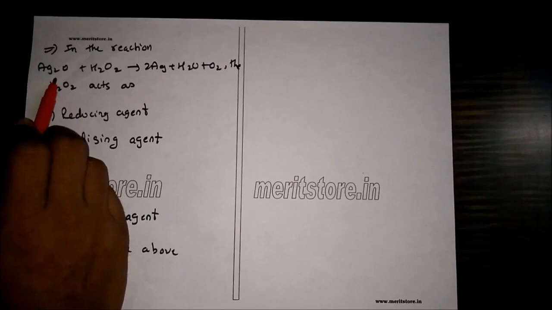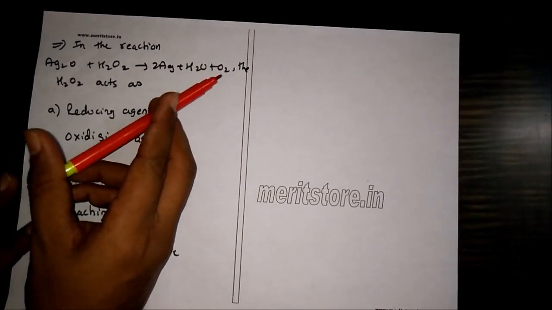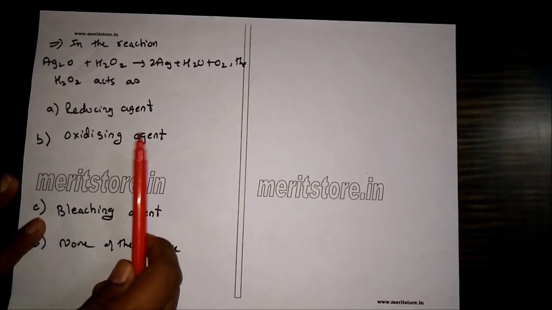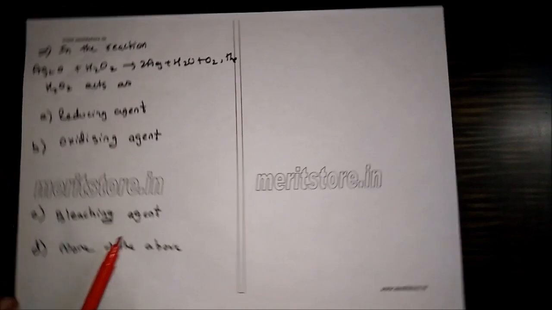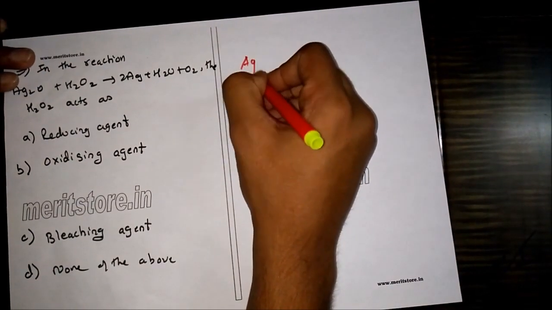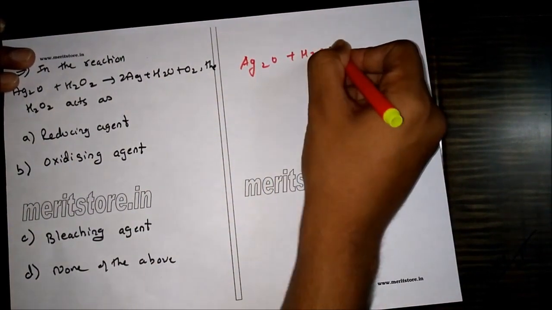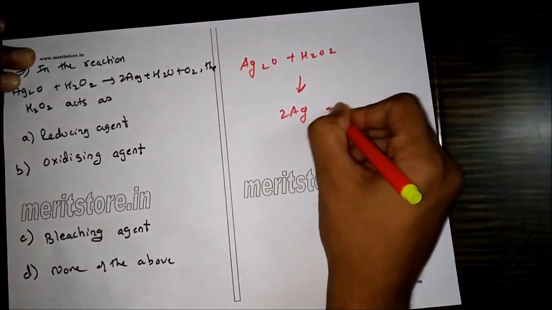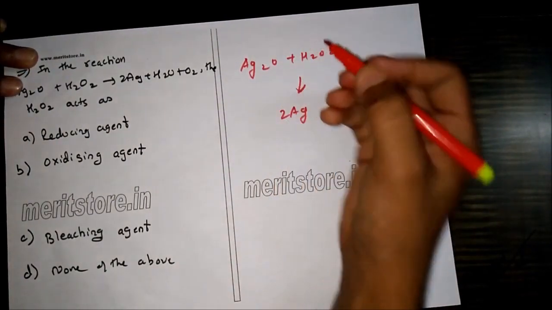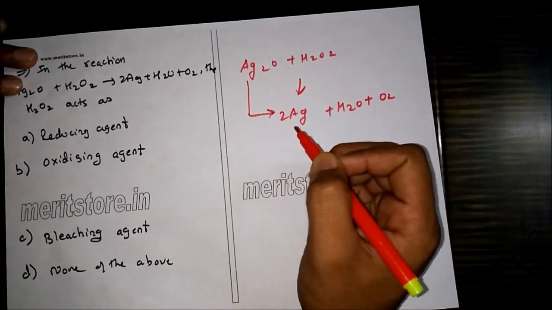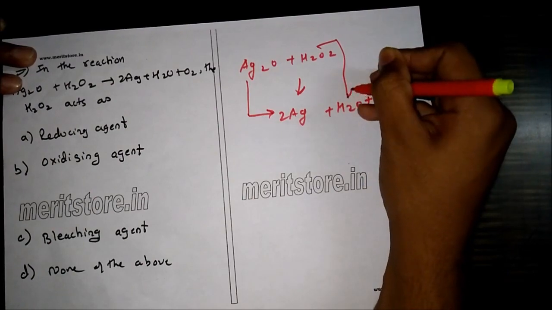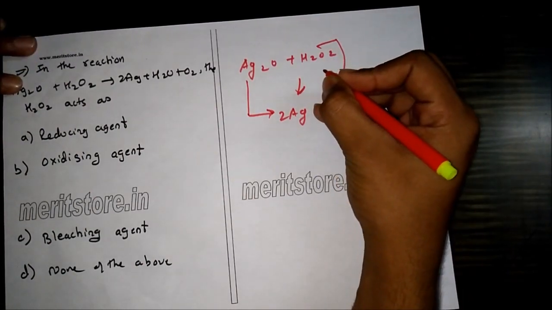Therefore, here the correct answer is option A, HClO4. In the reaction Ag2O + H2O2 gives 2Ag + H2O + O2, the H2O2 acts as option A, reducing agent, option B, oxidizing agent, option C, bleaching agent, or option D, none of the above. Now let's look at what is happening in the reaction. Here Ag2O undergoes reduction and hence forms Ag, and subsequently H2O2 undergoes oxidation to form O2. Therefore, here H2O2 acts as a reducing agent, which is option A.